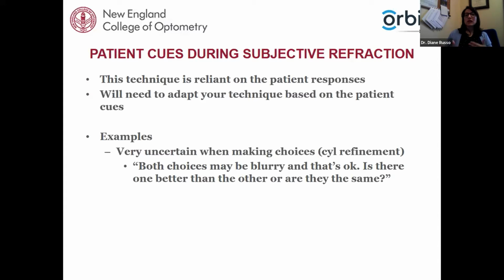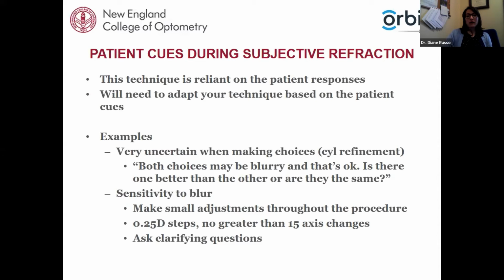You may need to change your directions or reassure the patient it's okay if they're both bad. We're going to continue the procedure from there. Some patients can be very hesitant because they don't want to make the wrong choice. They're worried that will throw you off and they'll end up with the wrong prescription.